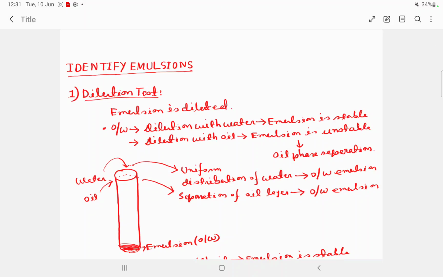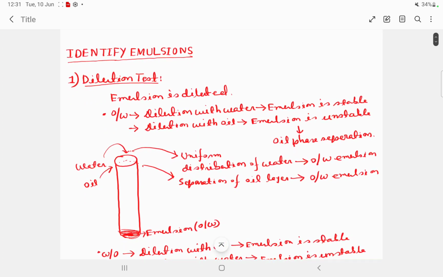First of all, we will perform the dilution test. So the emulsion is diluted. First of all, it is diluted with excess water. If it remains stable, it is oil by water emulsion, because water is in the continuous phase.